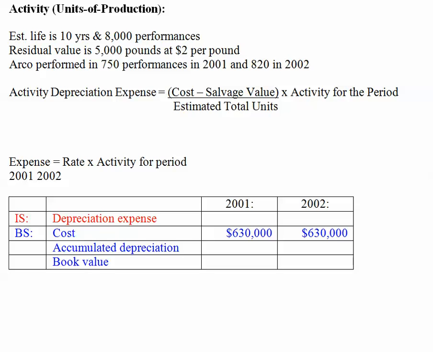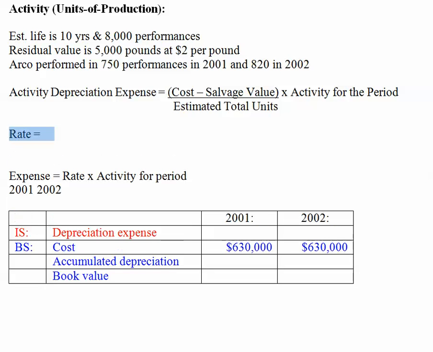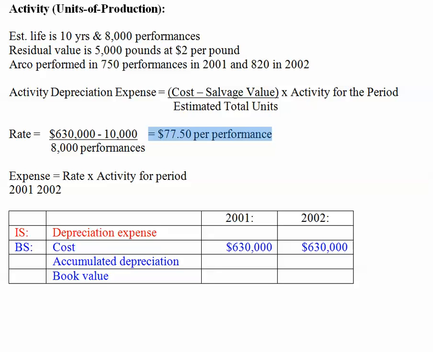So let's go through 2001. We have the rate equals your 630,000, the cost, minus your residual value or salvage value. Then you divide it by the total amount of performances for its entire life, not the amount of performances for the year. But what you will then do later is use that 750. I'll show you. So this comes up with a rate of $77.50. So every time that whale performs, you should match $77.50 of expense with those tickets sold for that performance.